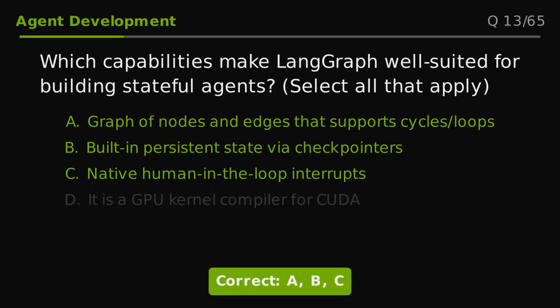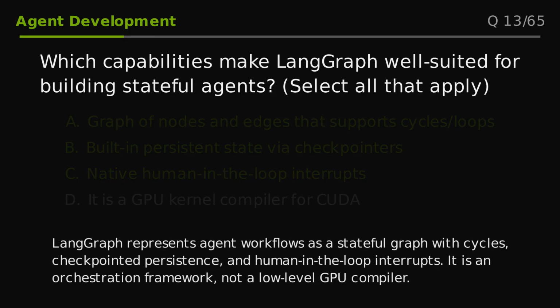The correct answers are A, B, and C. LangGraph represents agent workflows as a stateful graph with cycles, checkpointed persistence, and human-in-the-loop interrupts. It is an orchestration framework, not a low-level GPU compiler.